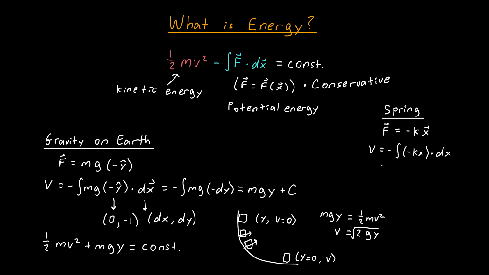And what we're left with is the potential energy is equal to k times the integral of x dx, which, as anyone who's taken calculus will tell you, is 1/2 kx squared. And so whenever you're working with springs, a very useful equation to keep in mind is that the kinetic energy, 1/2 mv squared, plus the potential energy, 1/2 kx squared, is always going to equal a constant. In other words, that sum is never going to change as your mass oscillates back and forth along the spring.